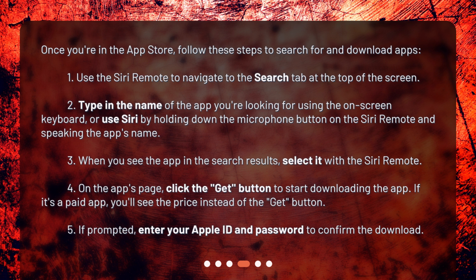3. When you see the app in the search results, select it with the Siri remote. 4. On the app's page, click the Get button to start downloading the app. If it's a paid app, you'll see the price instead of the Get button. 5. If prompted, enter your Apple ID and password to confirm the download.